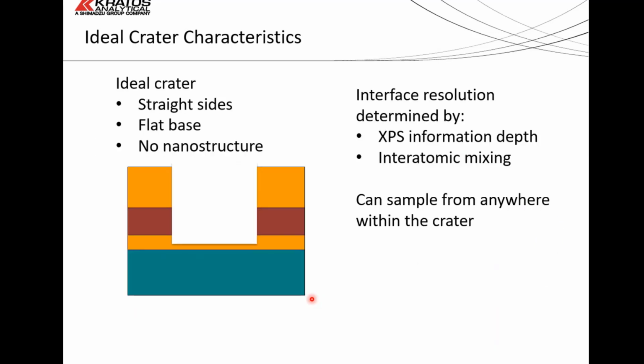Okay, then to move on to crater characteristics. We also have to consider this when using ion sources. In an ideal world, we'd have a multi-layer sample like this, and all our craters would have infinitely steep sides and really flat bottoms. When we're acquiring XPS spectra, it would just be determined by XPS information depth and any interatomic mixing as a result of ion bombardment. In this case, you can sample from anywhere within the crater, and it shouldn't make a difference.